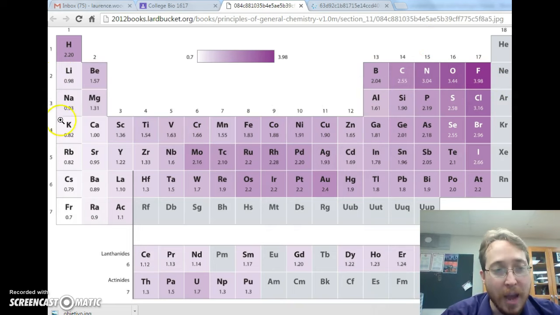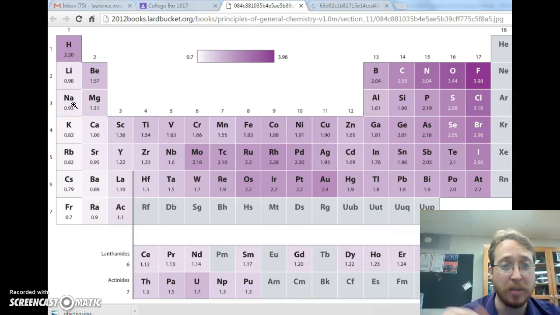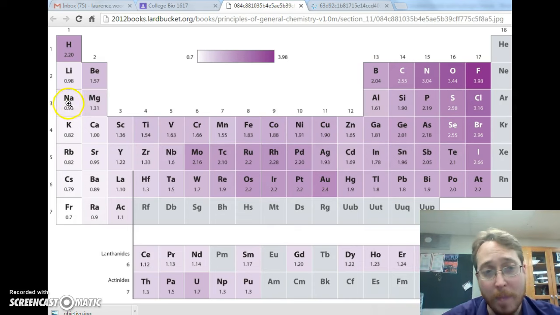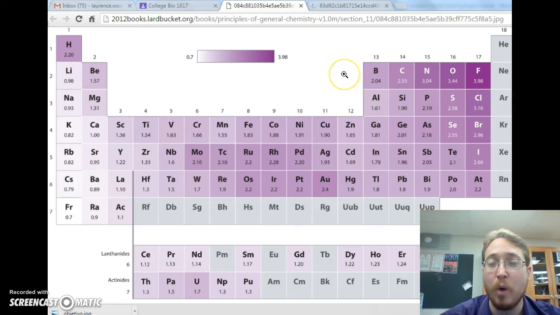But when we go down a row, we're adding electron shells. So we go from lithium to sodium, we're adding an electron shell, which takes a big hit in electronegativity. So to go up again, we'd have to keep adding protons. And so all of these elements have their own balance of their number of protons and their number of shells, which gives them their electronegativity.